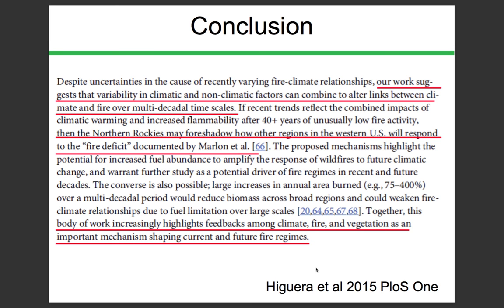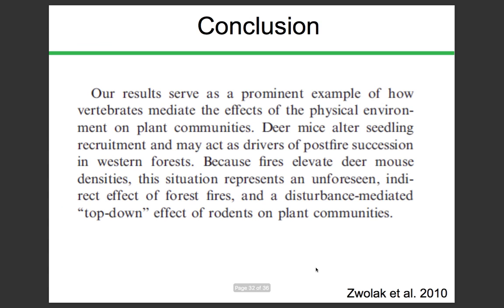So here's an example of a conclusion. Our work suggests that variability in climate and non-native climate factors can combine to alter links between climate and fire. And the northern Rockies may foreshadow how other regions in the western United States will respond to the fire deficit. And then your final concluding sentence: together this work highlights feedbacks among climate, fire, and vegetation. That is the take-home message. Here's another example of a conclusion. Because fire elevates deer mouse densities, this situation represents an unforeseen indirect effect of forest fires, and of disturbance-mediated top-down effects of rodents on plant communities.